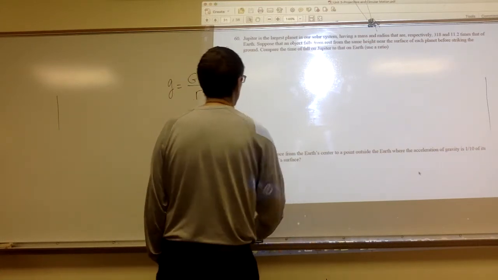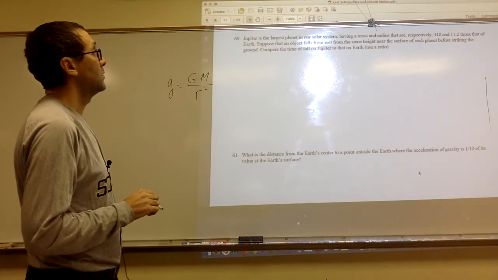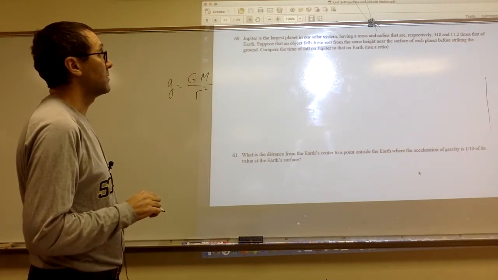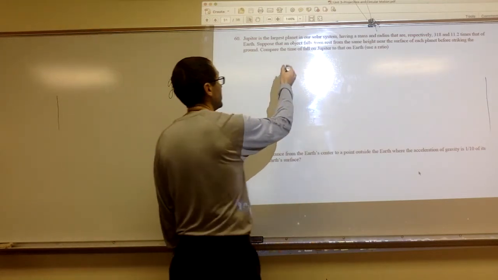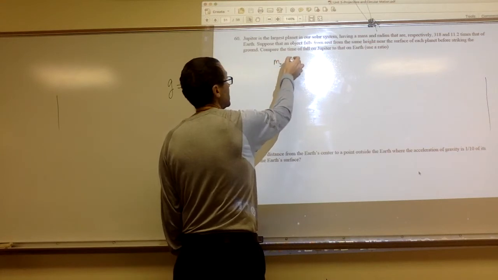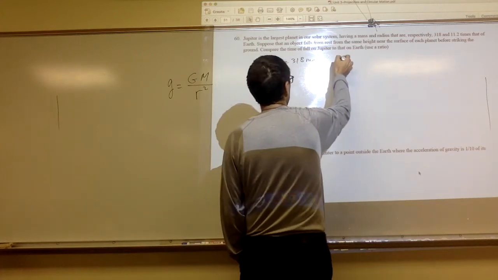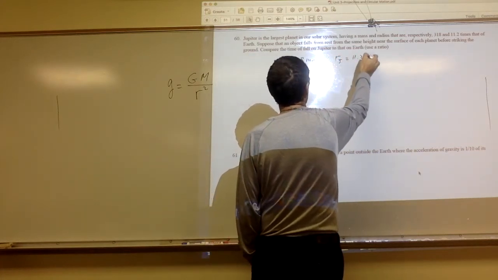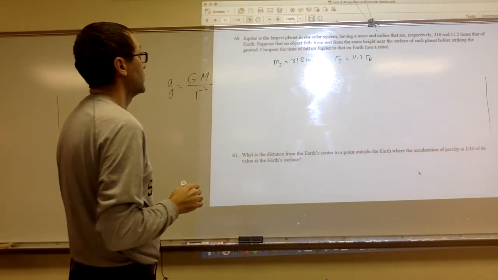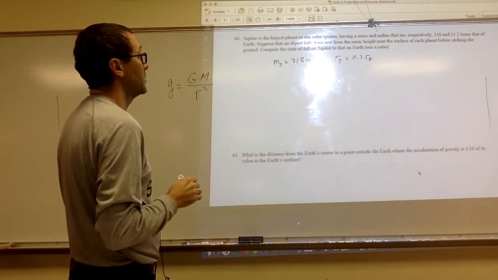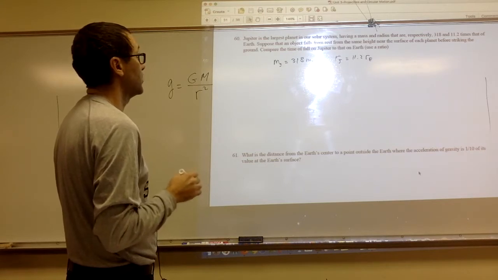Jupiter is the largest planet in our solar system, having a mass and radius that are respectively 318 times and 11.2 times those of Earth. So the mass of Jupiter is 318 times the mass of the Earth. The radius of Jupiter is 11.2 times the radius of the Earth. Suppose that an object falls from rest from the same height near the surface of each planet before striking the ground. Compare the time of fall on Jupiter to that of Earth.